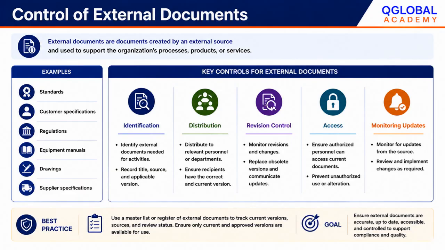The best practice is to maintain a master list or register of external documents. This register should track document sources, current versions, and review status. It ensures that only approved and up-to-date documents are available for use within the organization.